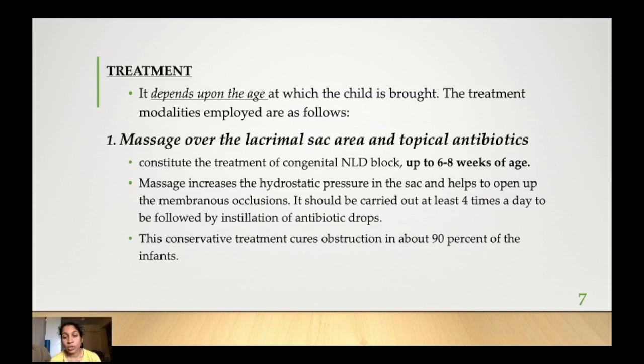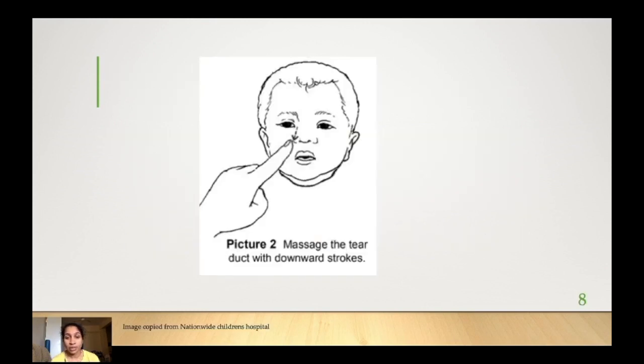This treatment cures obstruction in about 90% of the infants. So this we have to do in 6 to 8 weeks of age infants. So we have to give a downward stroke. So first treatment is massage of the lacrimal sac and then antibiotic drops instillation.